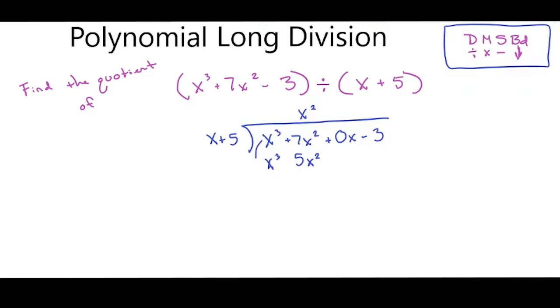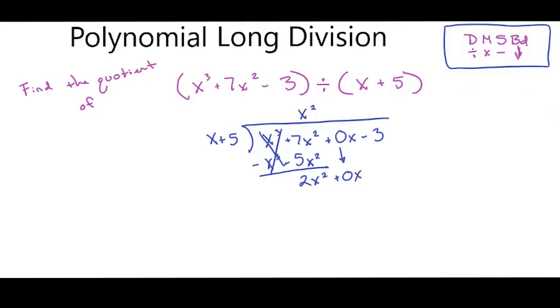I want to point out that these two terms here should always be exactly the same because next we're going to subtract. And when I subtract, it's going to cancel these terms. Now I do 7x squared minus 5x squared, and that's 2x squared. After you subtract, you bring down, and I'll bring down this plus 0x.